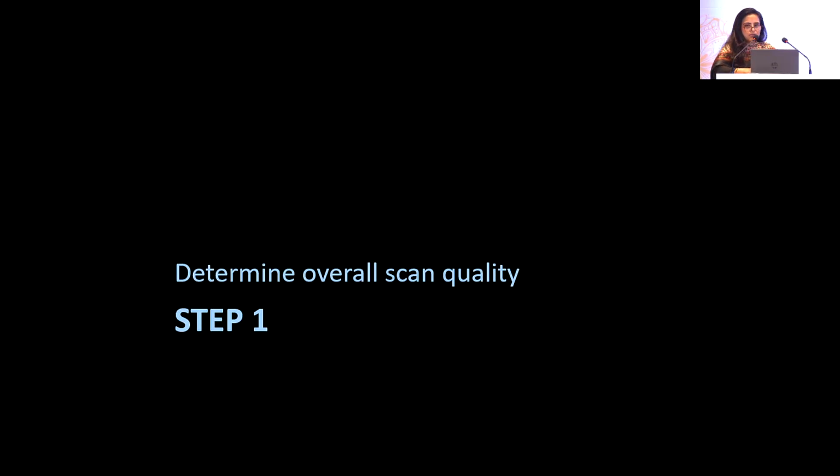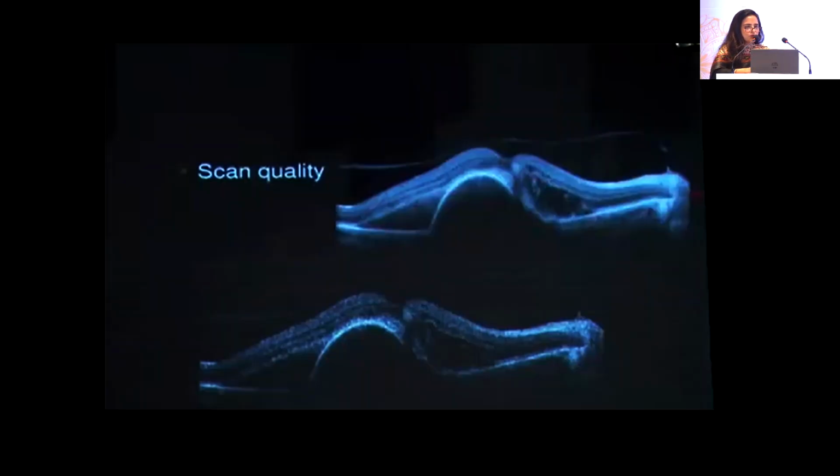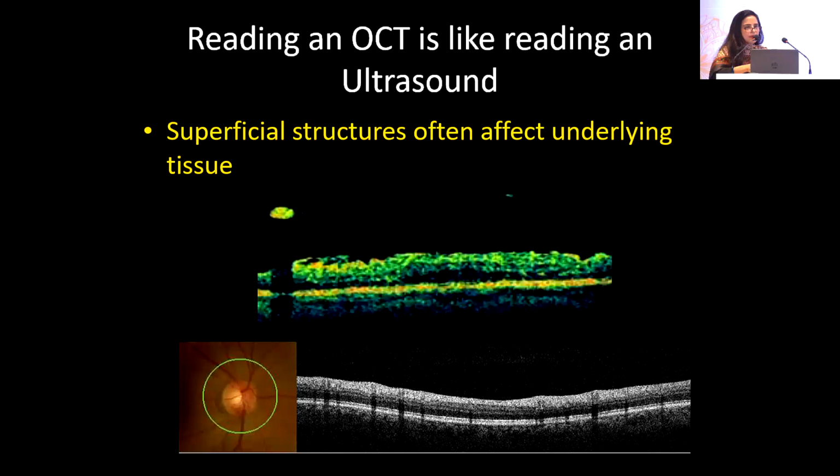Now, once you get an OCT, you first determine the overall scan quality. The scan quality has to be good for you to analyze all the different layers. Make sure the patient doesn't have a dry eye. Sometimes if the patient has a central cataract, you can do the scan from the periphery. Make sure that the lens of your OCT is clean. You can clean it before you take a scan.